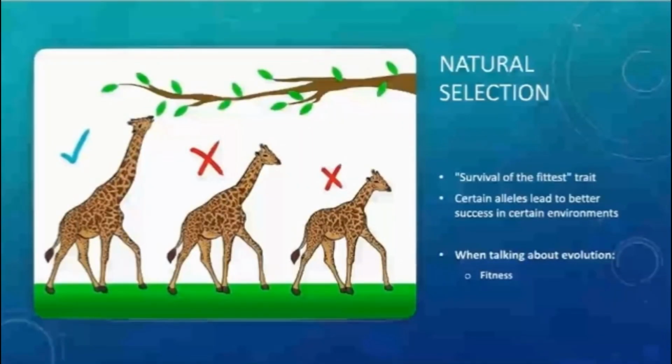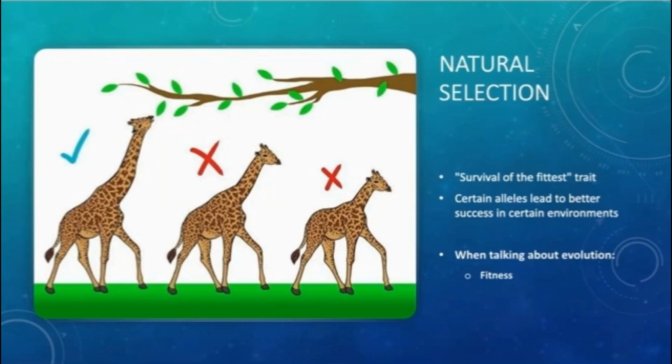We have natural selection, which is basically survival of the fittest trait. This refers to traits or characteristics that confer a reproductive advantage, leading to greater success in passing on genes to future generations. Certain alleles lead to better success in certain environments, which indicates that specific alleles are more advantageous in particular environmental conditions, which increases the likelihood of survival and reproduction for individuals carrying those alleles. Natural selection can affect traits influenced by a single gene or polygenic traits as well.